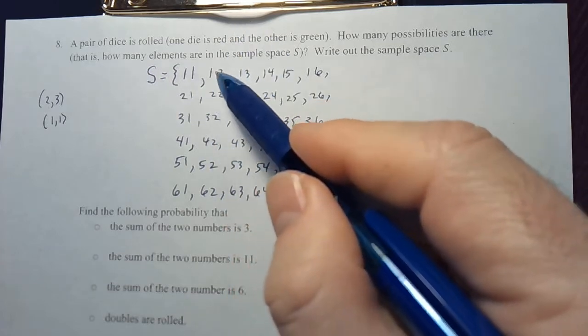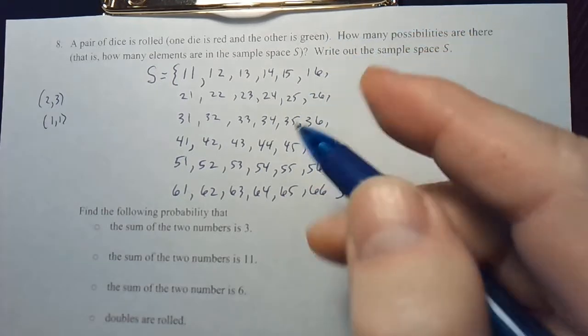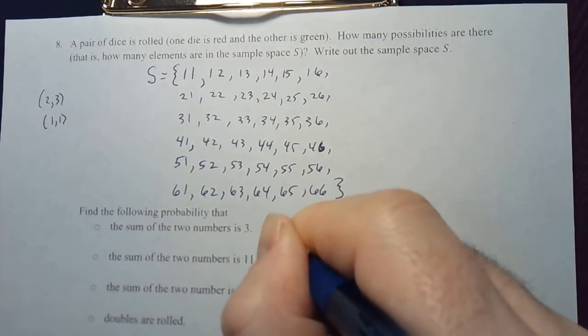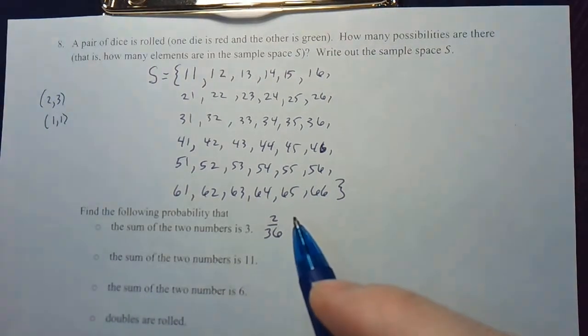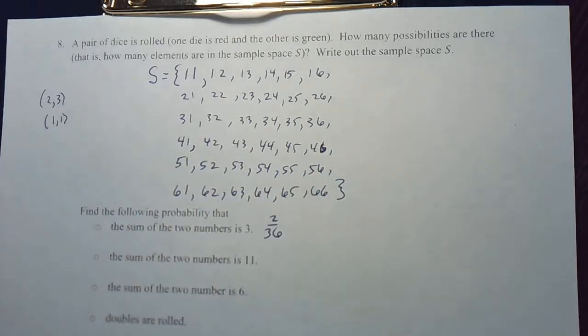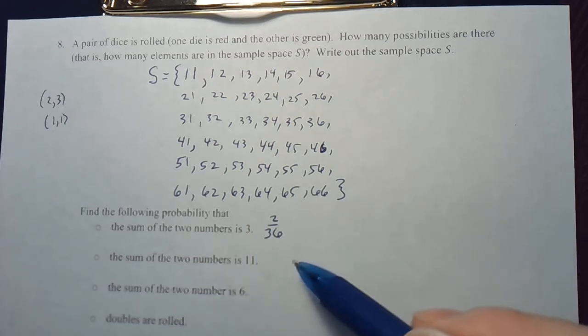So there are 2 ways to get a 3 out of 36. So I'm simply going to write 2 over 36. I could reduce that to 1 over 18 if I wanted to, but I'm not going to, and I usually won't require you to do that on an exam either. If you're doing something by rolling 2 dice and you have 36 possibilities, just keep 36 as the denominator, and then in this case it was 2 over 36.